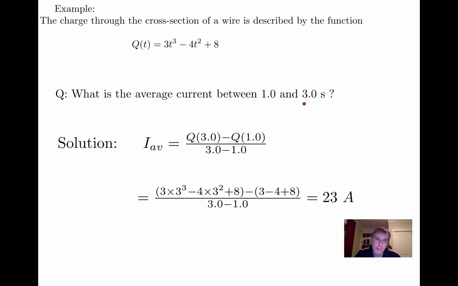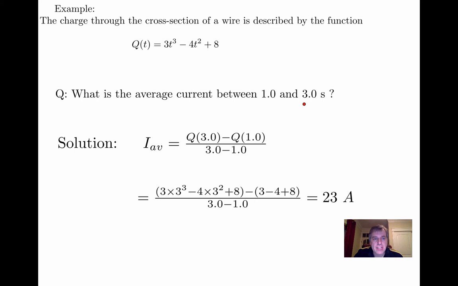So notice, even though delta t is 2 seconds like in the previous example, between 0 and 2 seconds, remember the average current between 0 and 2 seconds was 4 amps. Here between 1 and 3 seconds it is 23 amps. So now we see that the average value is not the same as before. That tells us that for this function, the current is not constant because the average value changes.